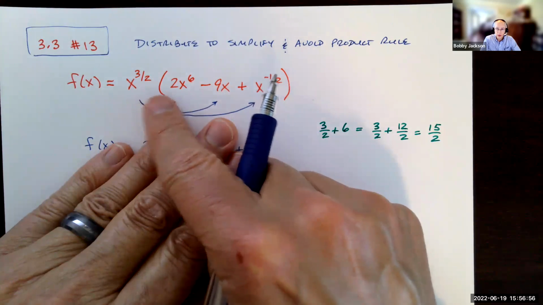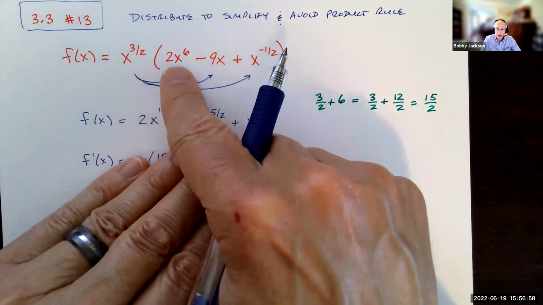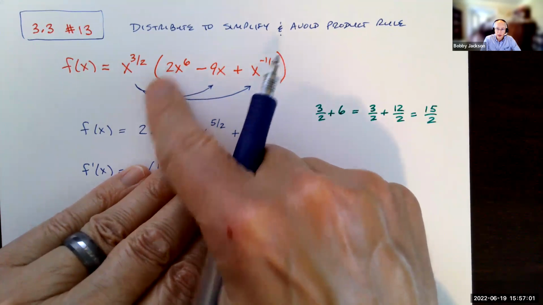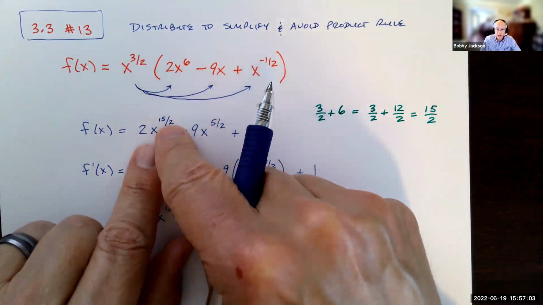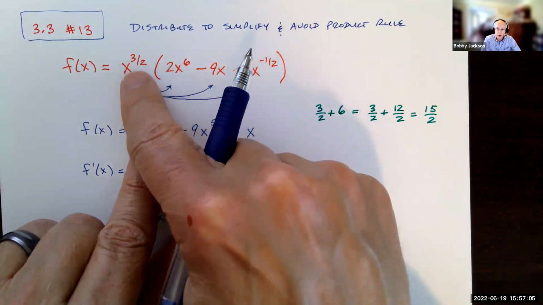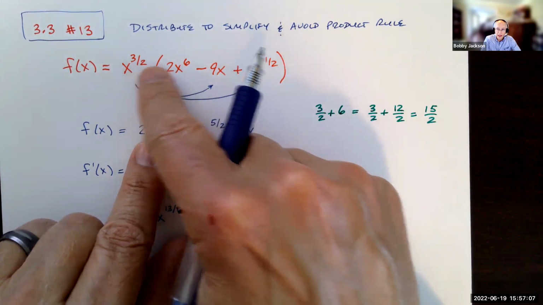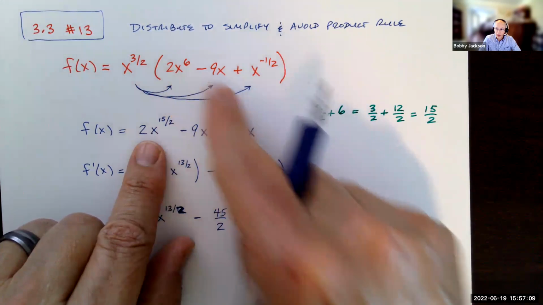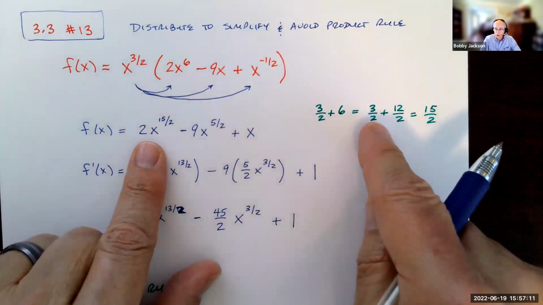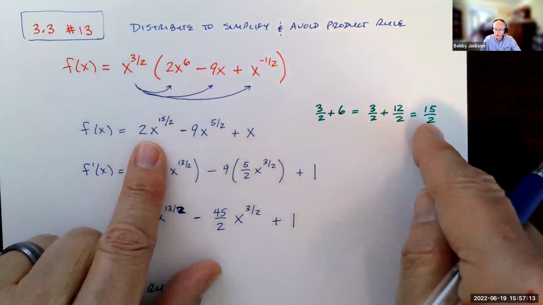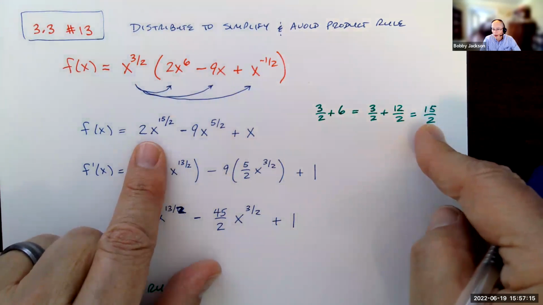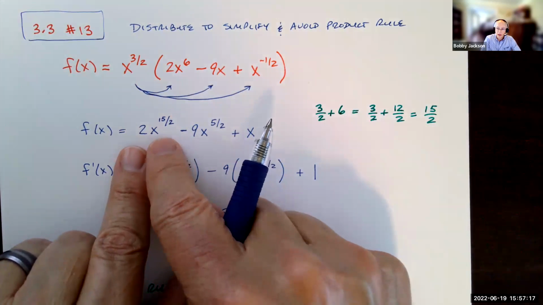So I'm going to distribute this through. x to the 3/2 times 2x to the 6 becomes 2x to the 15/2. How do we get the 15/2? Remember, when we're multiplying like bases, we add the exponents. So 3/2 plus 6. 3/2 plus 6 is 3/2 plus 12/2, which is 15/2, or 7.5. Okay, so that's x to the 15/2 power.